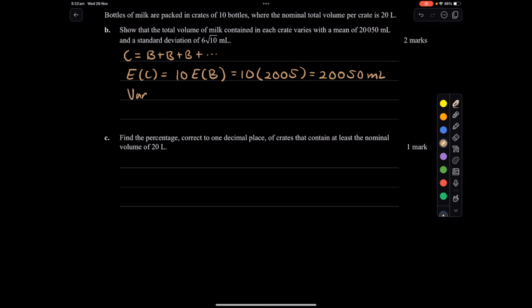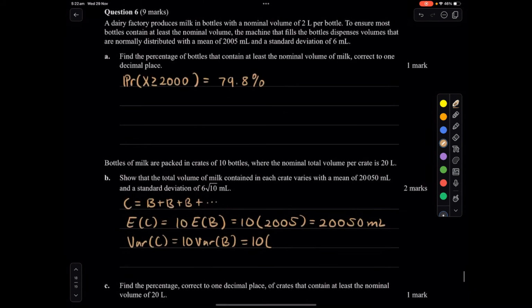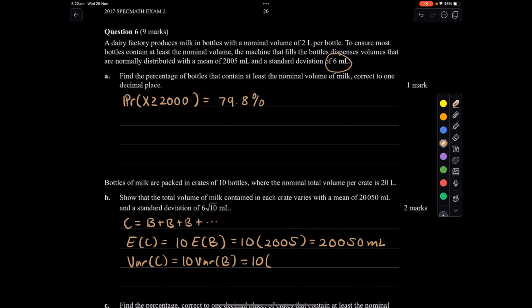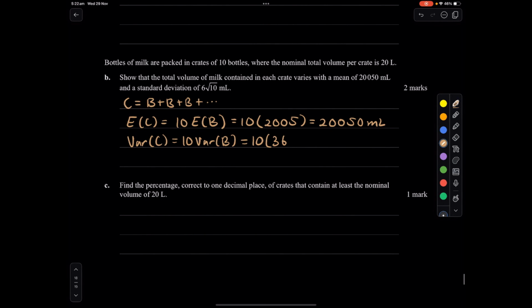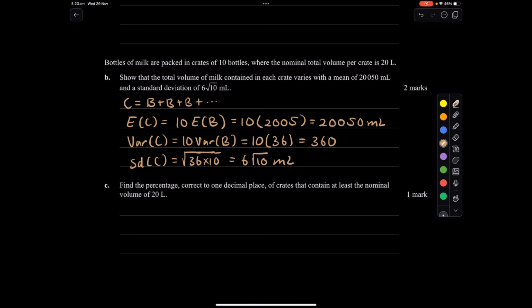Same thing with the variance. If we want the variance of C, it's going to be the variance of B plus the variance of B, 10 times. So it's 10 times the variance of bottles. The standard deviation of a bottle is 6, so imagine squaring it, so the variance is 36. Multiply by 10, which gives us 360. And to get the standard deviation of C, it's just the square root of 360, which is 6 root 10 milliliters. And we have just shown that. That's it.